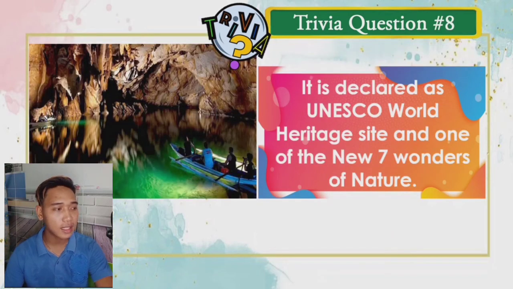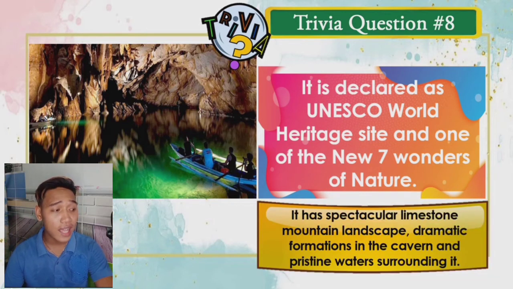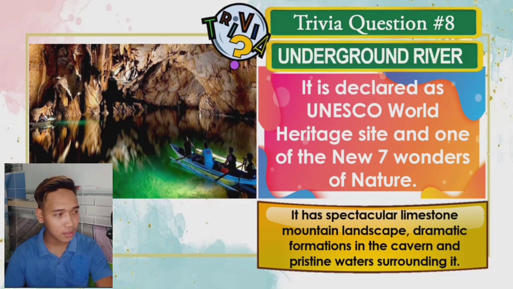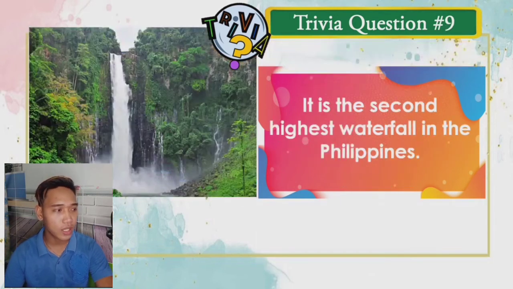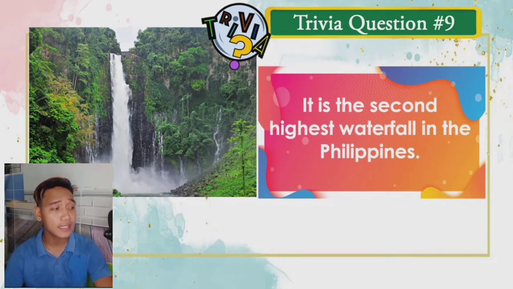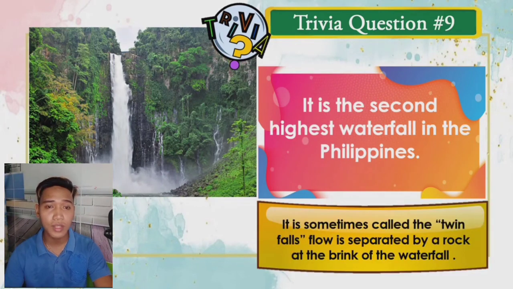So next, it is declared as a UNESCO World Heritage Site and one of the New Seven Wonders of Nature. It has a spectacular limestone mountain landscape, dramatic landforms, caverns, and pristine water surrounding it, with an underground river.